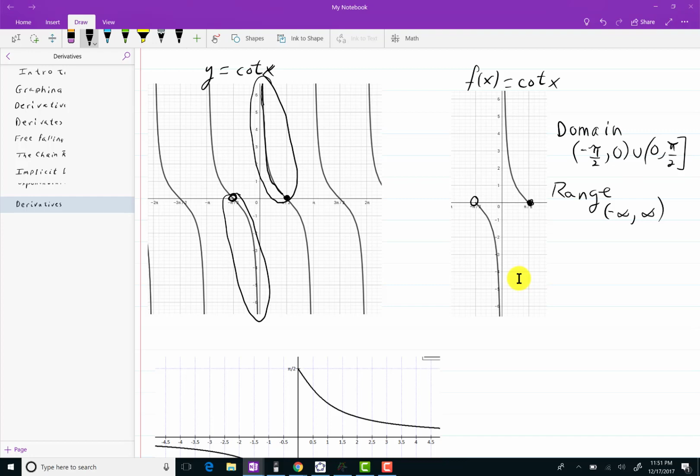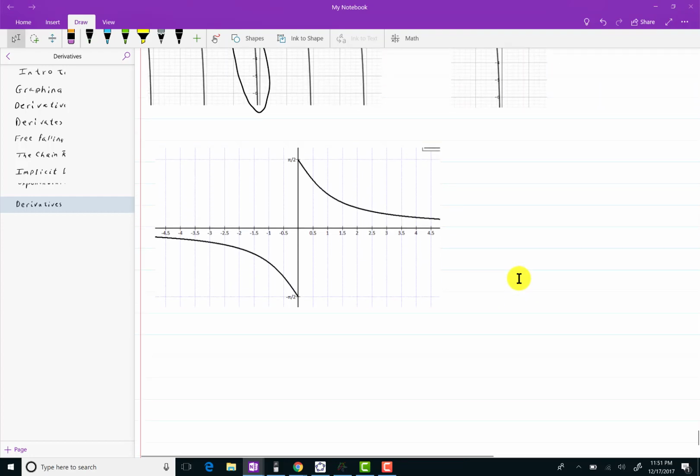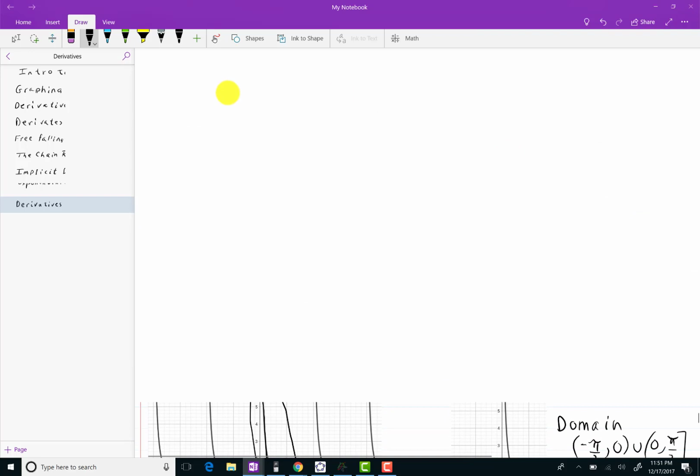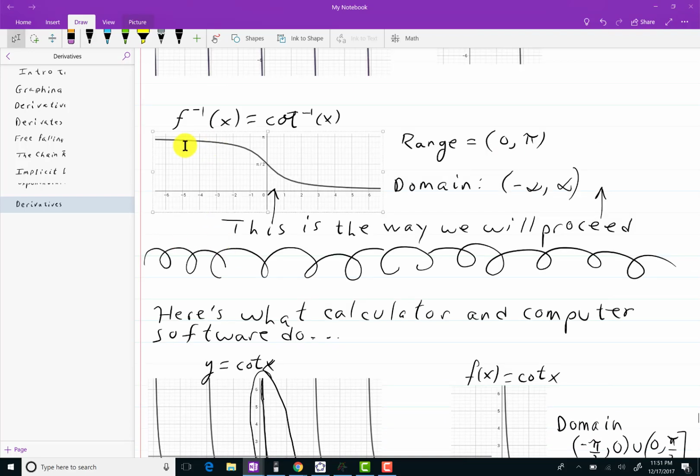Now when you flip it about the line y equals x, this is the version of inverse that is used by calculators and computers. There's some problems with it that I really don't like. For one thing, it's not differentiable at the origin, and the version that the textbooks use is differentiable at the origin. See this? Look at this. Differentiable at the origin. It's nice and smooth going through there. In fact, cot inverse of 0 is equal to pi over 2.